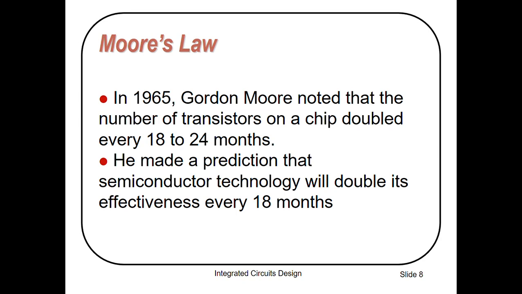Moore's law. In 1965, Gordon Moore noted that the number of transistors on a chip doubled every 18 to 24 months. He made a prediction that semiconductor technology will double its effectiveness every 18 months. So this law has driven the semiconductor industry for the last 50 years.